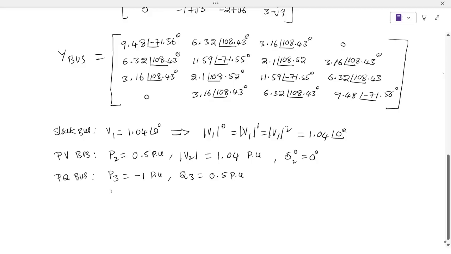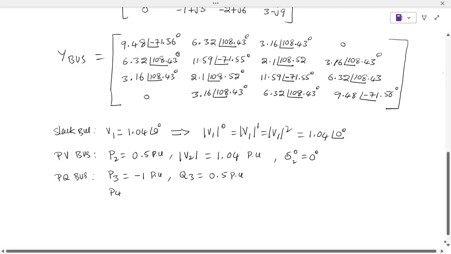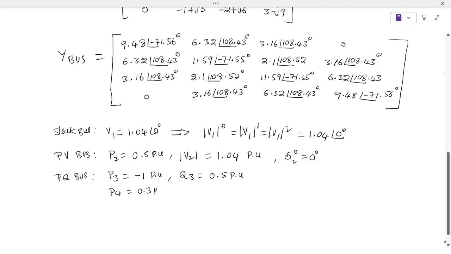Similarly, for the PQ bus 4, P4 is 0.3 per unit and Q4 is minus 0.1 per unit. This is the data they have given.